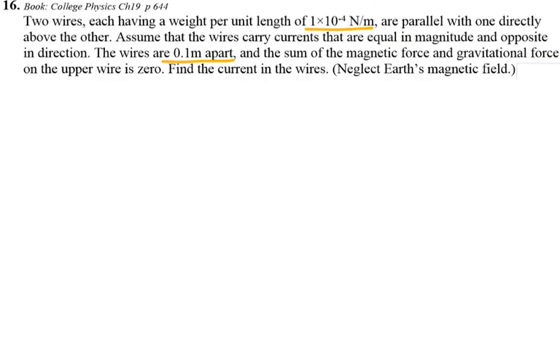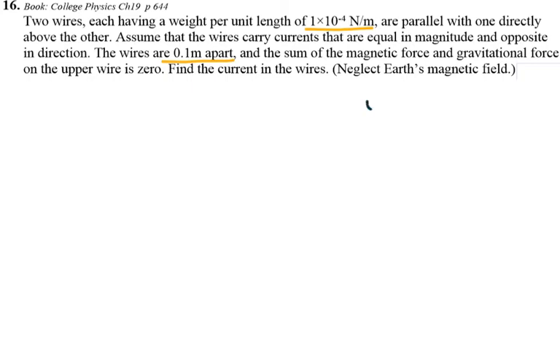In the next question, they say that two wires, each having a weight per unit length of 1 × 10 to the negative 4 newtons per meter, are parallel with one directly above the other. Assume that the wires carry currents that are equal in magnitude and in opposite direction. The wires are 0.1 meter apart, and the sum of the magnetic force and gravitational force on the upper wire is 0, so they cancel each other. Find the current in the wire.